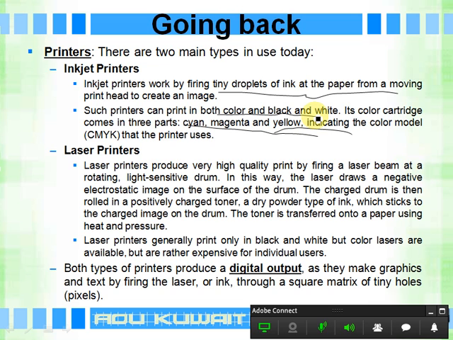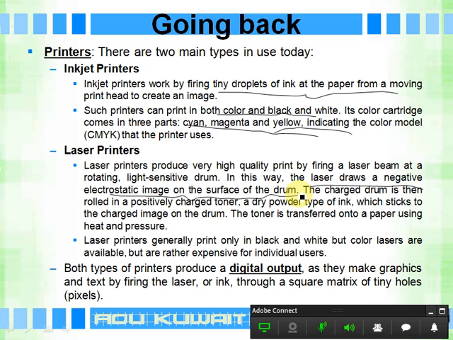Number two, the laser printers. These laser printers produce very high quality prints by firing a laser beam at a rotating light sensitive drum. There is a drum type and a roll type inside, and that is light sensitive. So it will put the light on it to create an image on it. In this way the laser draws a negative image on the surface of the drum.